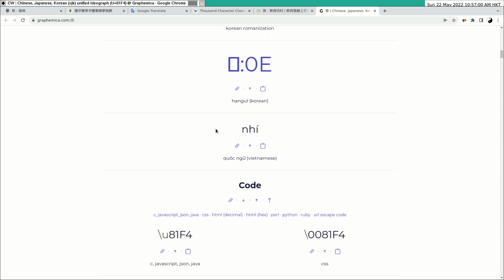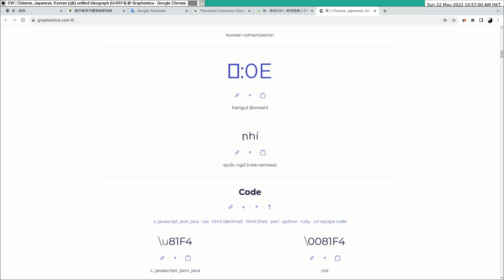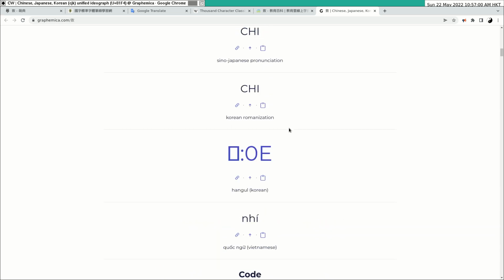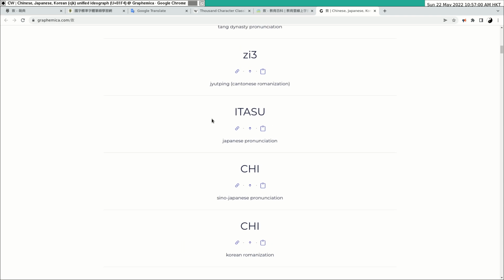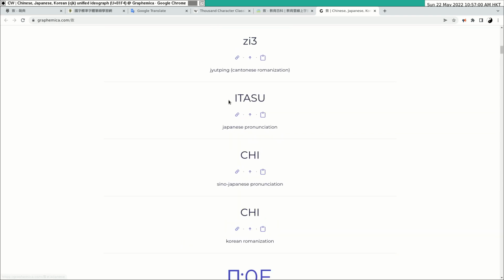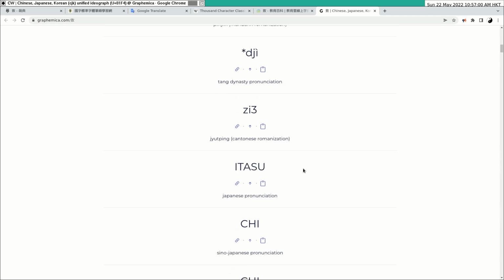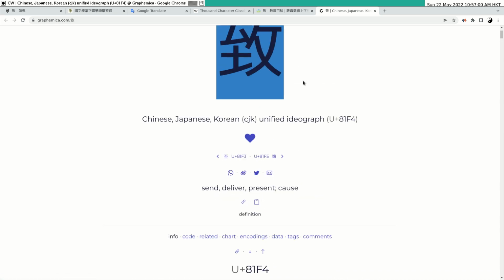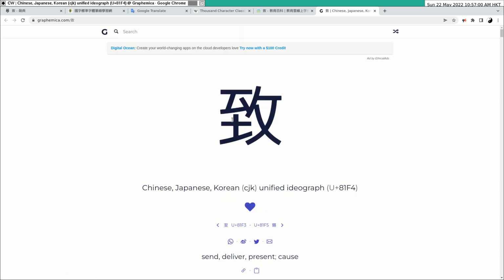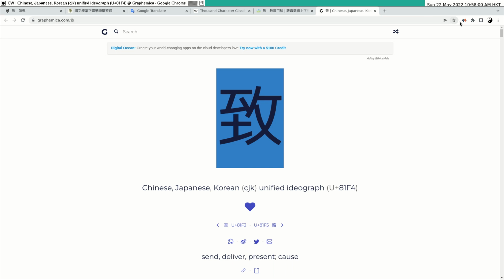And the Vietnamese Ni, Korean Chi is similar. Japanese Itasu, the Itasu is a little bit different. Okay, that is the basic form of this character. That's a TTS.